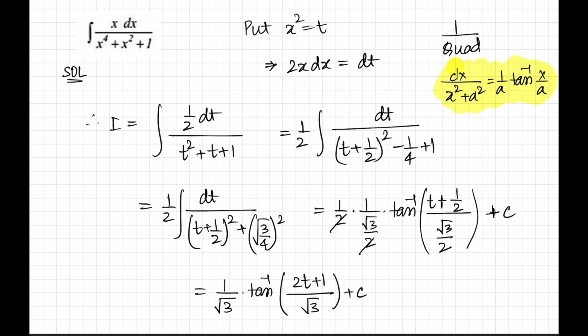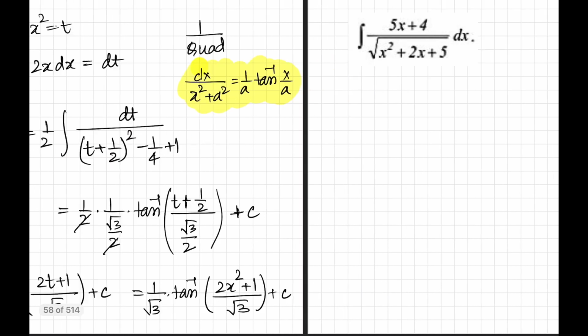And if we put the value of t, we get the final answer as 1 by root 3 into tan inverse of 2x squared plus 1 over root 3 plus c, and that, my dear students, is the final answer. So I hope you understood how we solved this question. Now let us proceed to another example.